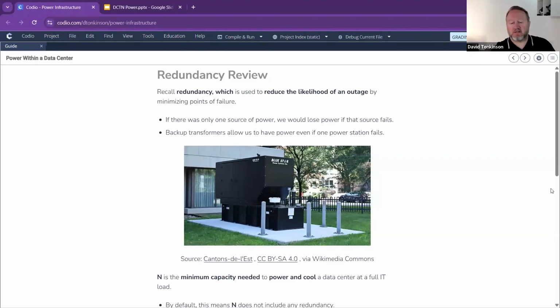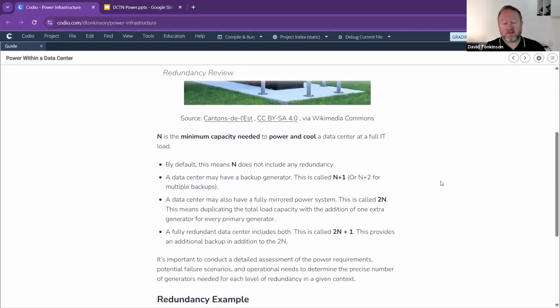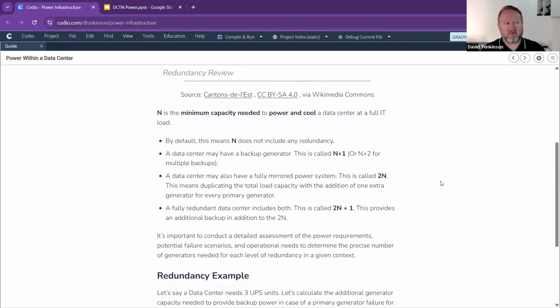Okay, so review of redundancy. If there's only one power source and it goes, we lose power and we get a system fault. We have backups to the transformers that allow us to use different power stations. And this is why we were so good with the n+1 and the 2n+1.